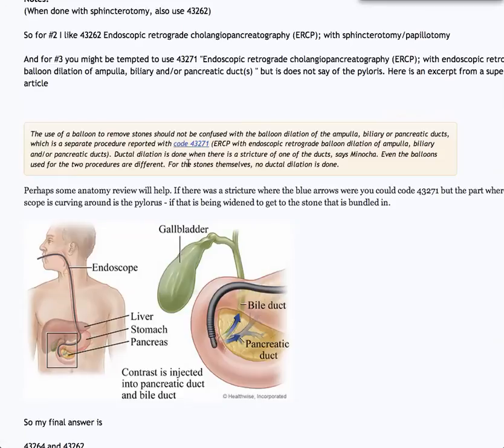Ductal dilation is done when there's a stricture of one of the ducts. Even the balloons used for the two procedures are different. It's very common to use balloons to get the scope down and through to where you want to get the stones. And by the way, the retrograde for ERCP means so far the scope is going with the flow of the food or whatever would go through here, and then it goes backwards against the flow into the ducts, because the gallbladder is excreting fluid this way and the pancreatic duct is excreting fluid this way. So the scope is going against the flow of those fluids, so to speak. That's where the retrograde comes in.